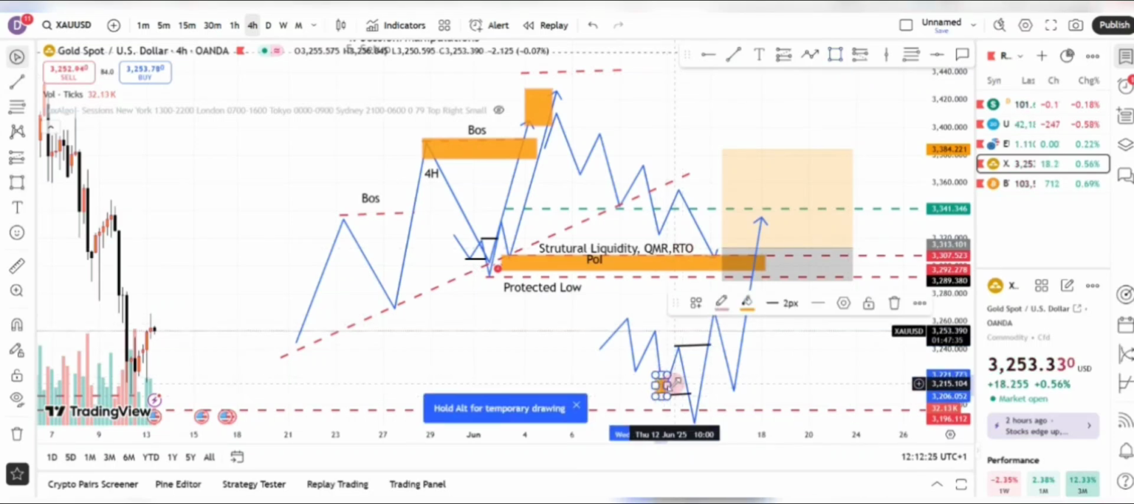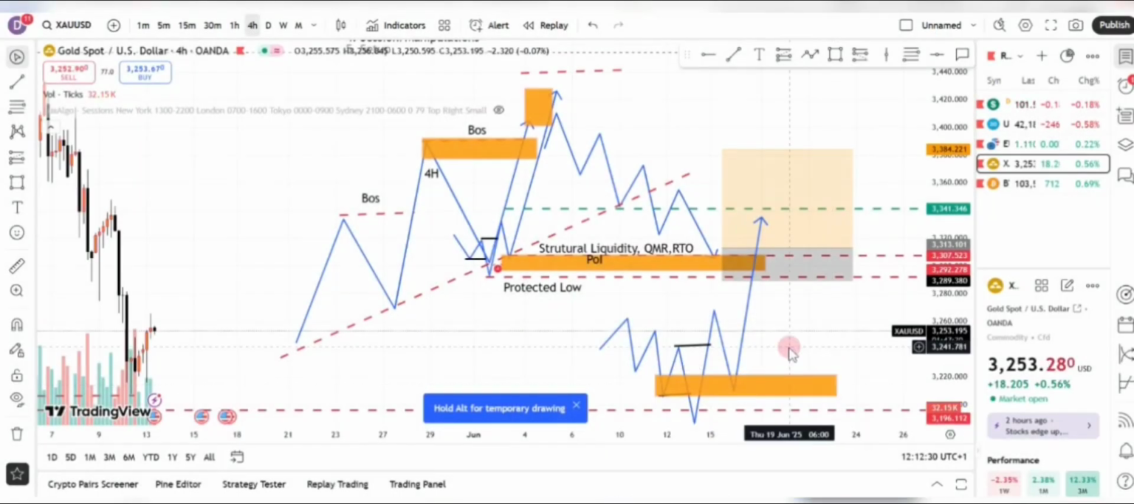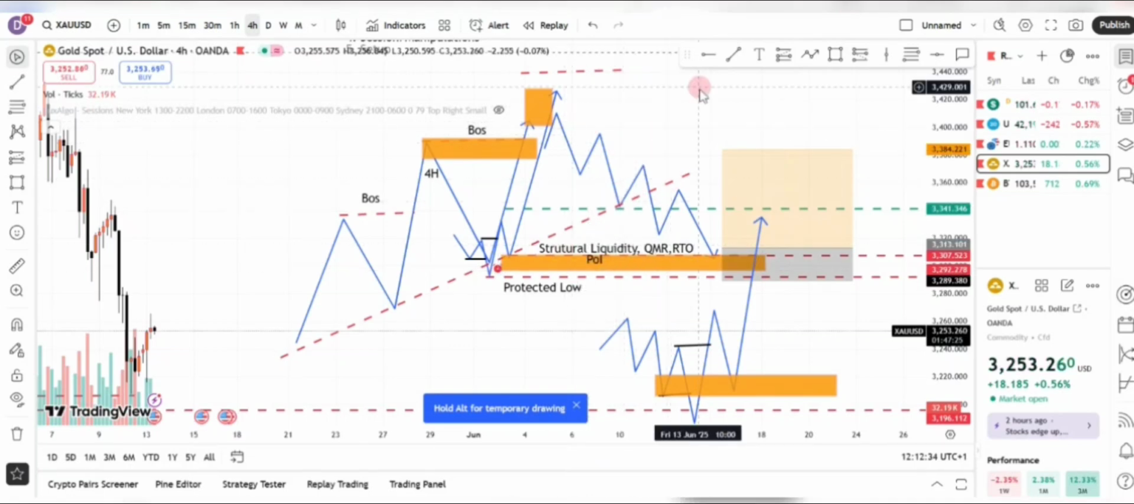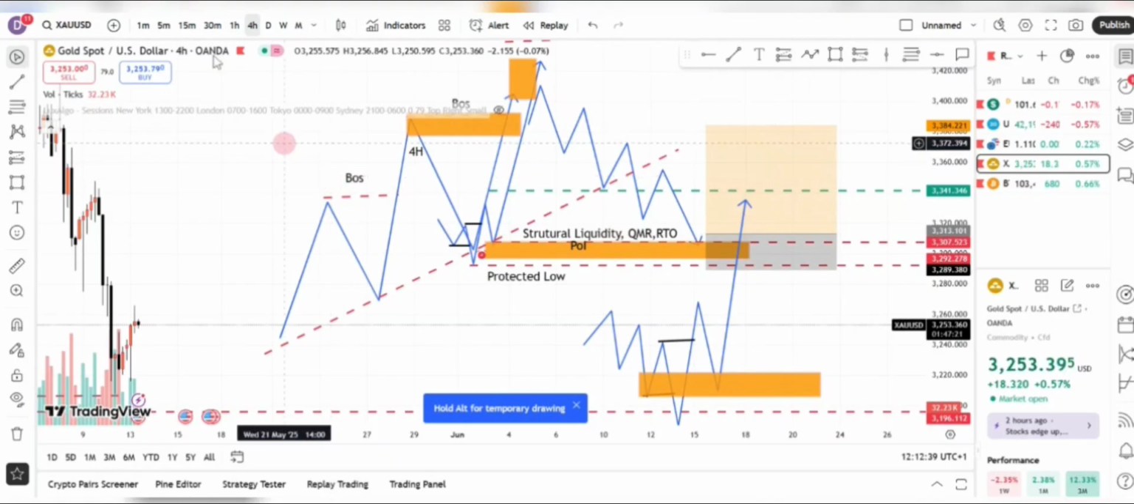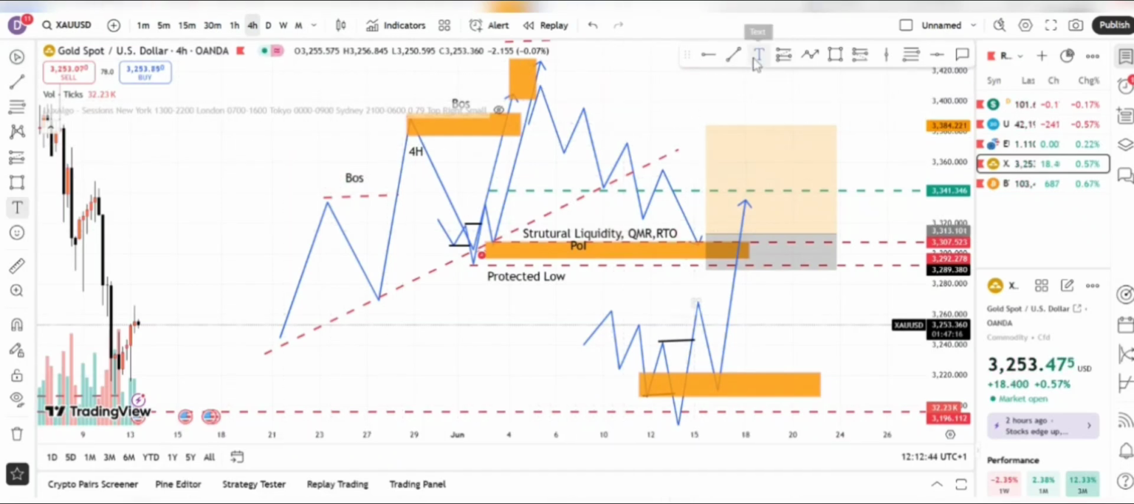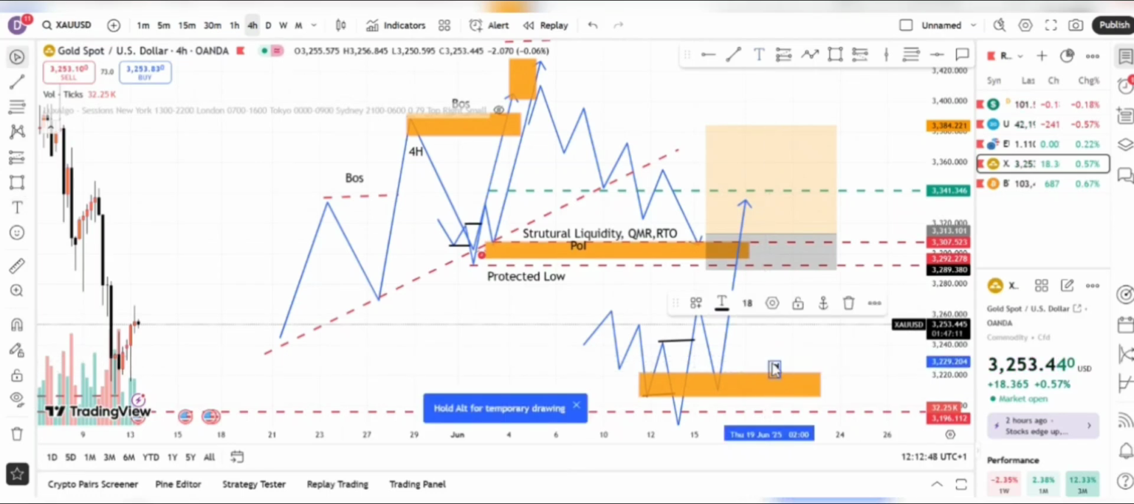So most times that's why you would always see RTO all the time in my charts, especially on the 4 hours time frame, most times you see structural liquidity. But most times on the 15 minutes time frame, you may not see structural liquidity. Okay, but then it is what it is. Then you will now see RTO, RTO, RTO. Do you understand?